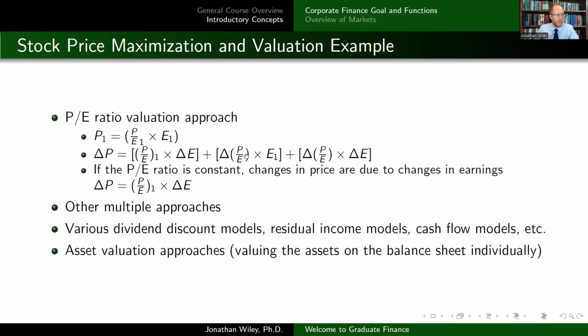So basically what would happen is if the PE ratio stayed the same, then the second and third terms would just turn into zeros. They would drop out. And what would be left is that the change in the price is a function of the PE ratio times the change in earnings.